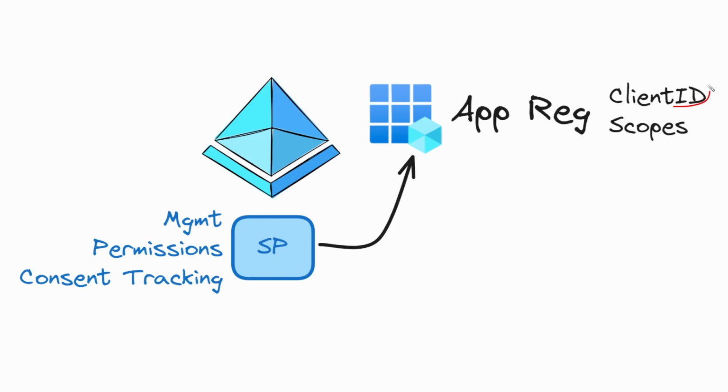It's where we create a globally unique app object in our home Azure Entra tenant and we will receive a client ID. When we create the app registration through the portal, it also creates a service principal for that application. It's the local manifestation of the global app. It's used for management, permissions, and the consent tracking we have seen before.